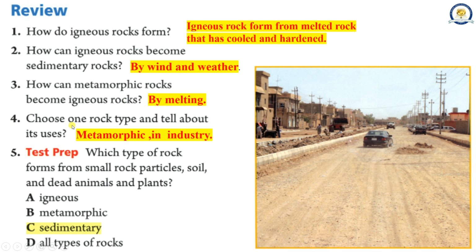4. Choose one rock type and tell about its uses. Metamorphic, in industry. 5. Which type of rock forms from small rock particles, soil, and dead animals and plants? A. Igneous. B. Metamorphic. C. Sedimentary. D. All types of rocks. Correct answer is C. Sedimentary.